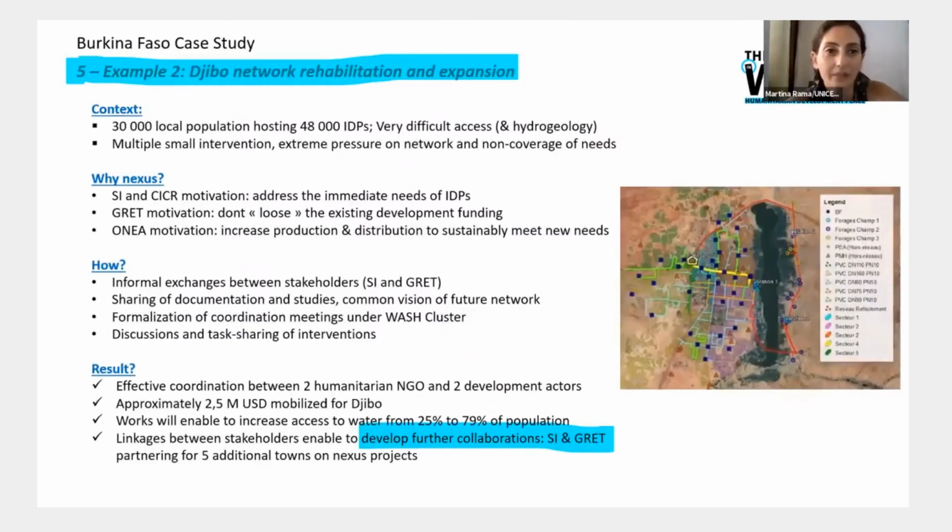So the example of the Jibo network is the one I mentioned about network rehabilitation and expansion. We have 4 different stakeholders, 2 development actors and 2 humanitarian actors, that are really getting together in order to work on the Jibo network. Next slide, please.